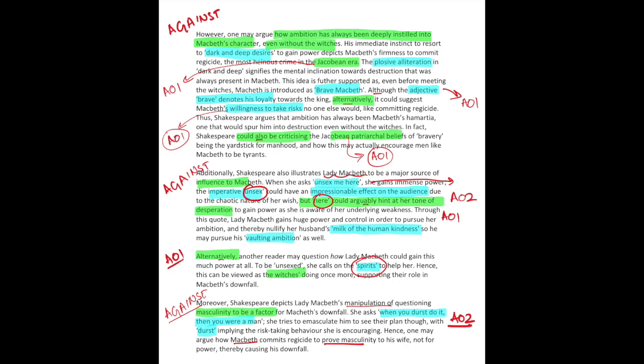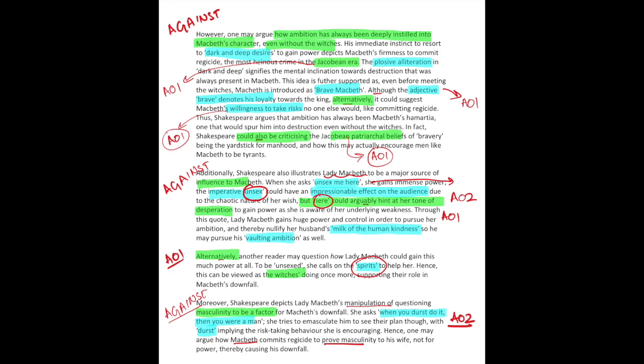His immediate instinct to resort to dark and deep desires to gain power depicts Macbeth's firmness to commit regicide, the most heinous crime in the Jacobean era. The plosive alliteration in dark and deep signifies the mental inclination towards destruction that was always present in Macbeth. This idea is further supported as, even before meeting the witches, Macbeth is introduced as brave Macbeth. Although the adjective brave denotes his loyalty towards the king, alternatively it could suggest Macbeth's willingness to take risks no one else would, like committing regicide.